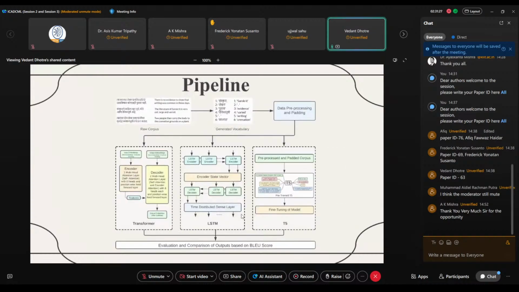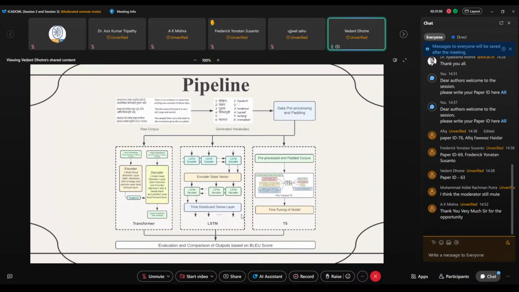This is the pipeline that we have considered for our study. We start with the raw corpus for Marathi to English translation. Then we generate a vocabulary based on this corpus, followed by some pre-processing such as tokenization and padding of tokens, such as the EOS, end of sentence, start of sentence, and other tokens that we need.